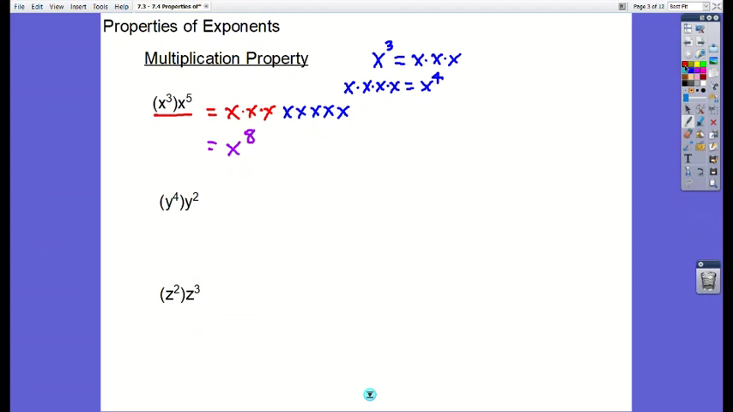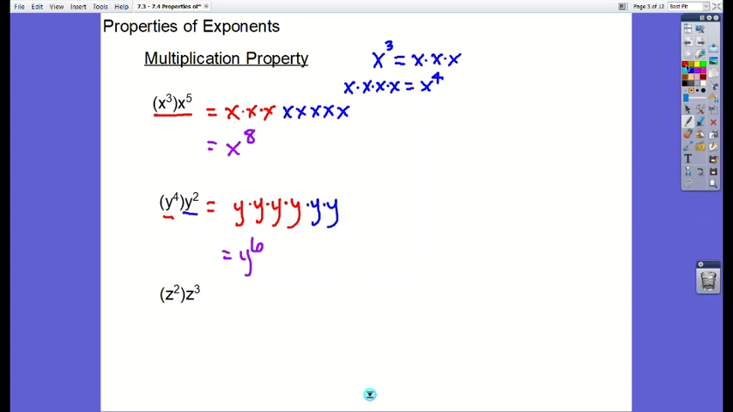Now let's do this again for this next one. We have y to the fourth. Write that out by expanding, y times y times y times y. And then we also have a y squared. We're going to write this one out as well, times y times y. We add all these up together, and we end up with 6 y's. So 6 y's multiplied together, y to the 6th power.